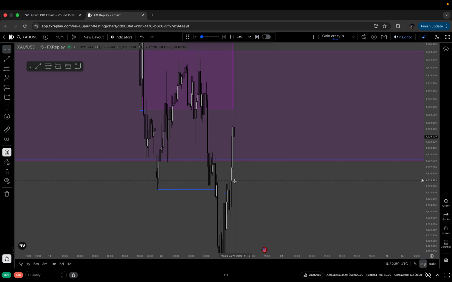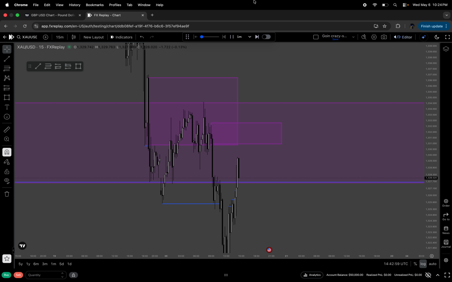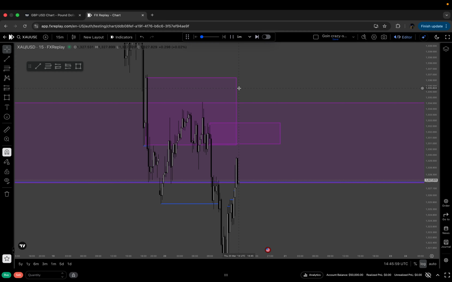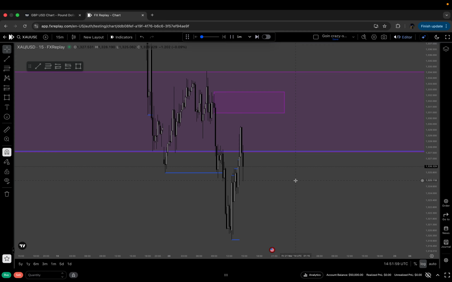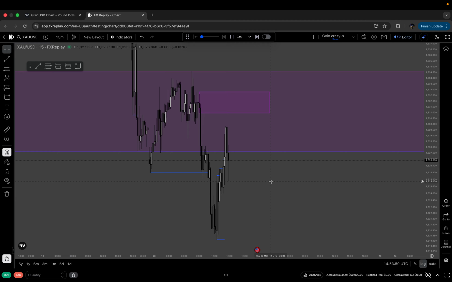Okay, we get that closure above, so we can get rid of all this. We can then mark our next POI, which is this. Let's see if price gives us that. Get rid of this, a new structure now. So let's see what we have. Let's see what we get.